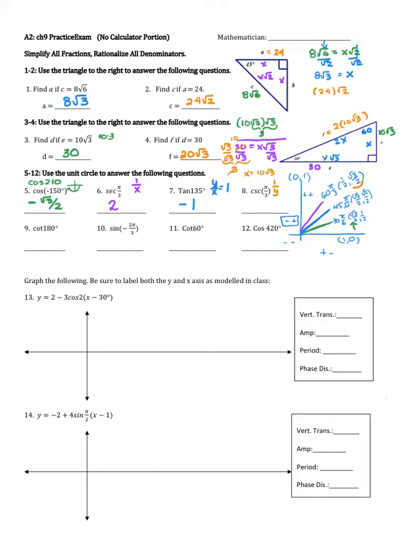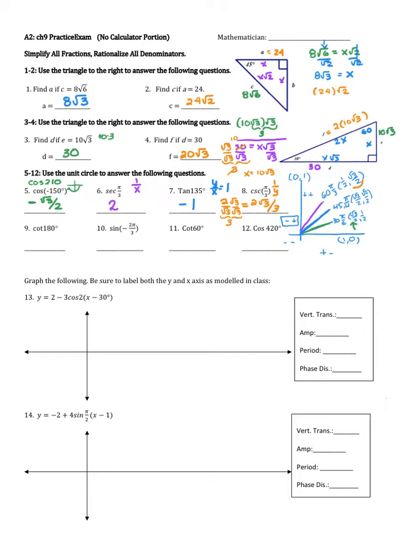So on this one, if I take the reciprocal, I get 2 over rad 3. I do have to rationalize that. The denominator becomes 3, and I have 2 rad 3 over 3. And that's your final answer. It's ugly, but it is what it is.